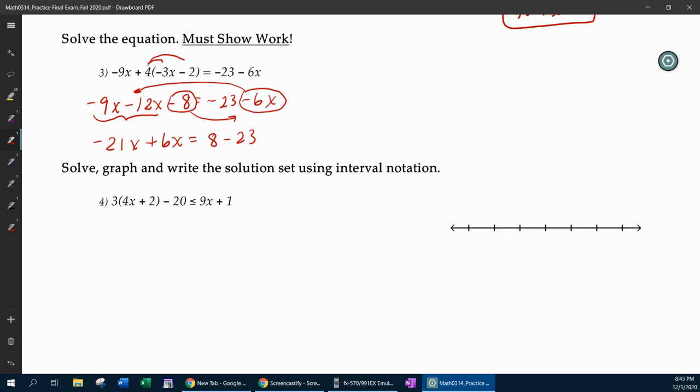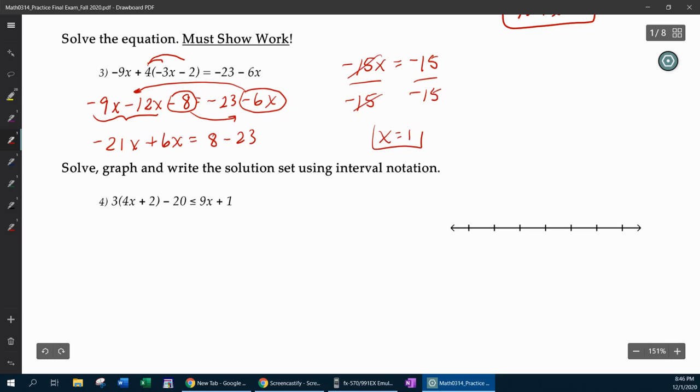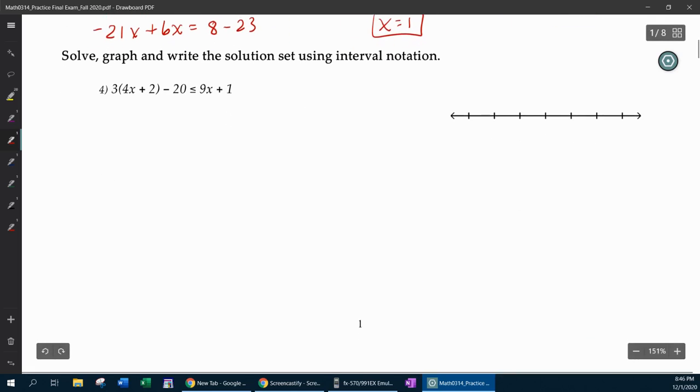And so then I need to combine like terms one more time. Negative 21 plus 6 is negative 15. 8 minus 23, that's negative 15. And then to finish it off, we're going to divide both sides by negative 15. And we get a solution of 1. Now you can plug that back in and check it if you want to, but it's not required.